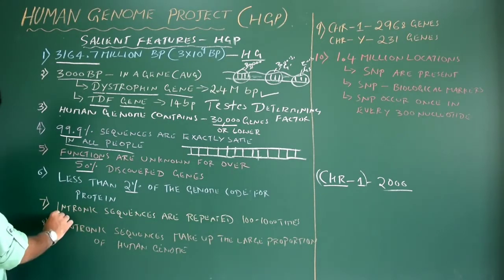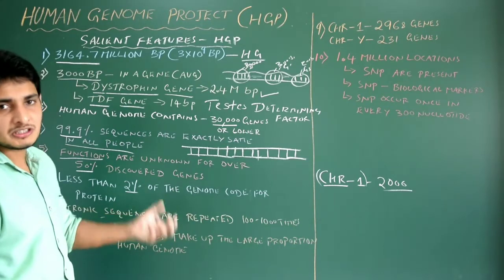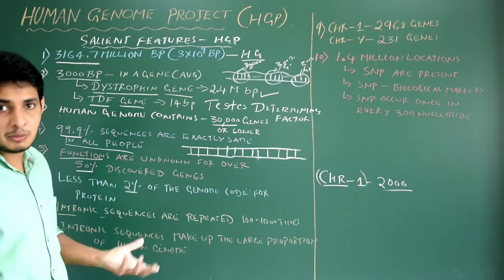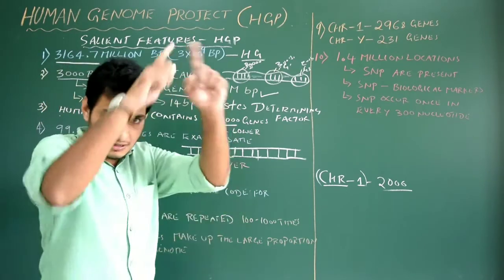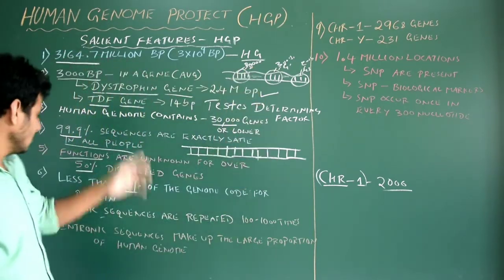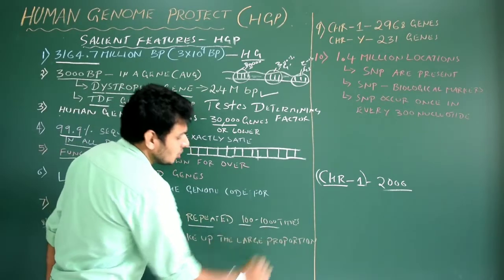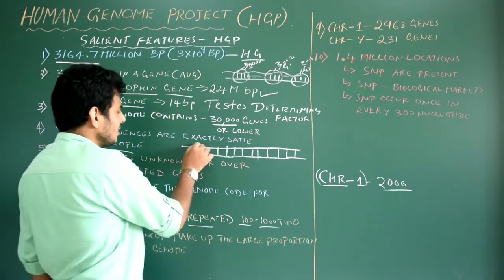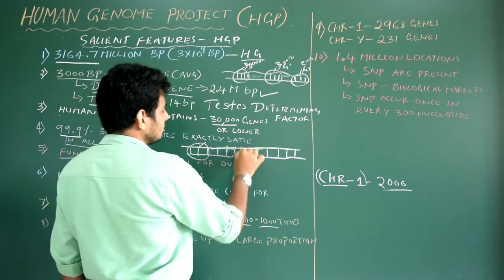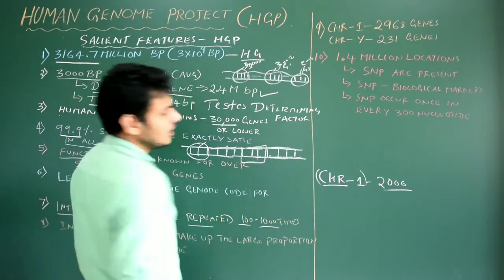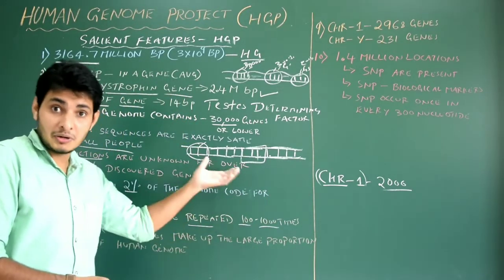Next, intronic sequences. You know what introns and exons are. Introns means non-coding, they seem useless, but still they play an important role in the structure and dynamics of the chromosome, like the chromosome should be X-shaped, right? Intronic sequences are normally repeated 100 to 1000 times. For example, if these are exons and here the introns, and again you see exons, again introns, they are repeated in the human genome 100 to 1000 times.